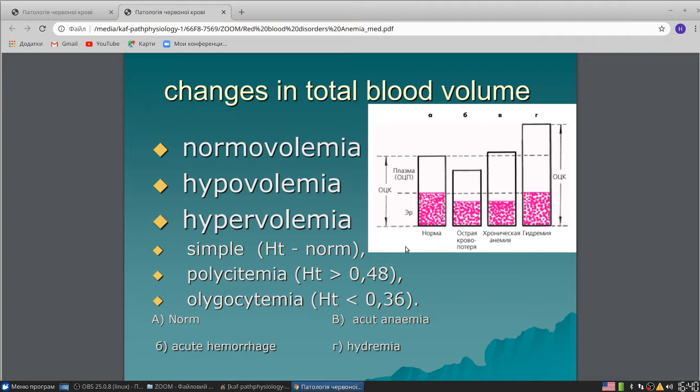Oligocytemic normovolemia occurs in anemia of different forms, and polycythemic normovolemia can be in the situation of transfusion of any amount of red blood cells.